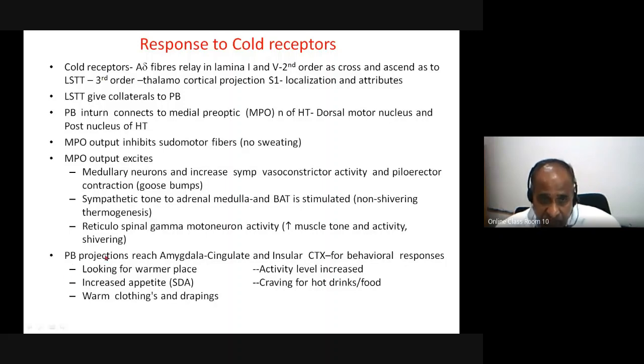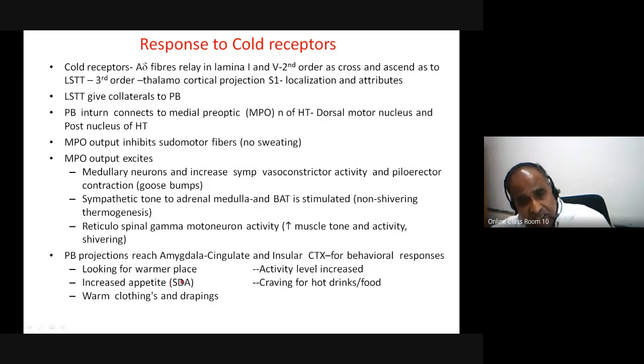How about the behavior? The parabrachial projections reach the amygdala, cingulate, and insular cortex for behavioral responses. So now you want to go to a warmer place. That is your seeking for a warmer place. And what happens? Your appetite is increased. You want to eat more, and you want to eat a protein-rich diet or a high-calorie diet.